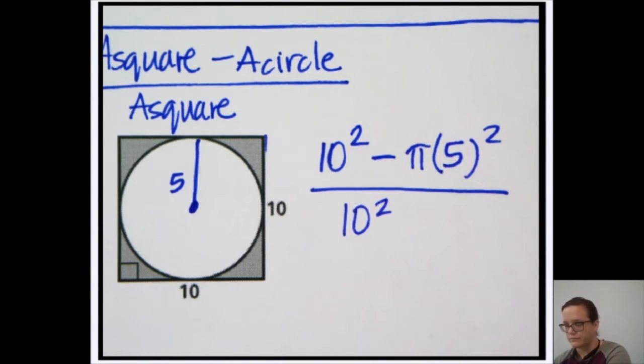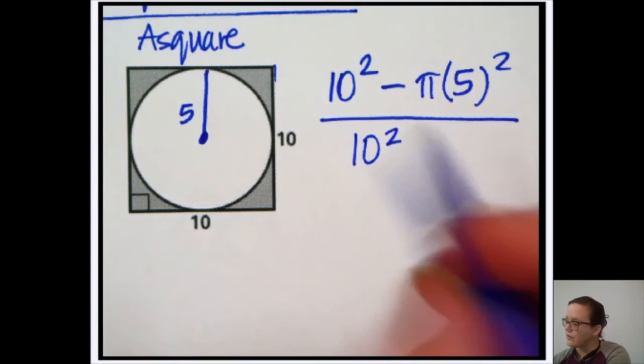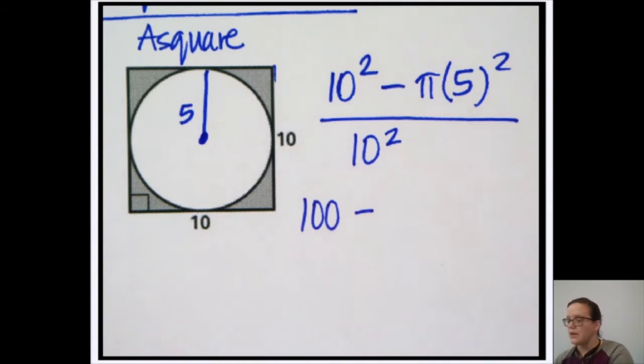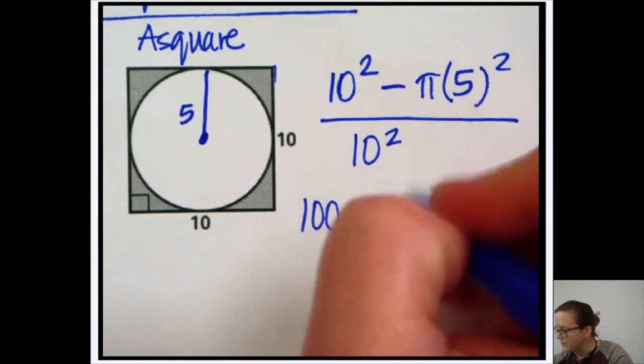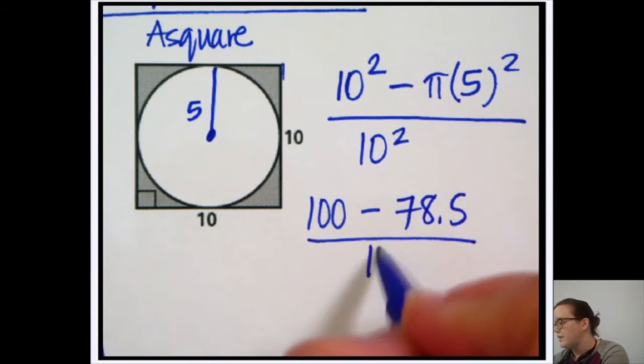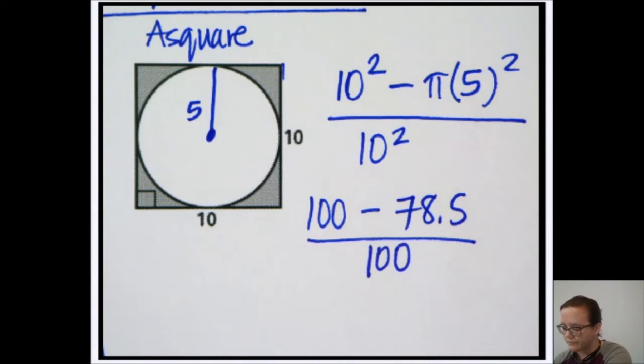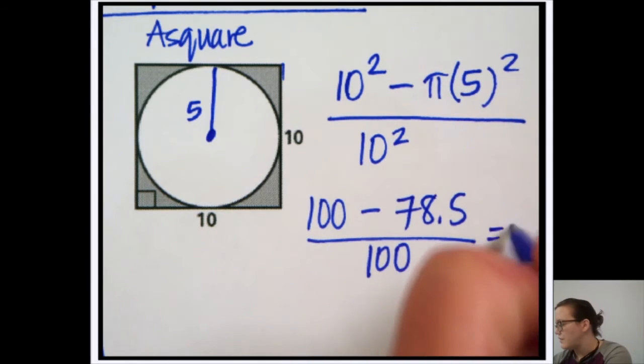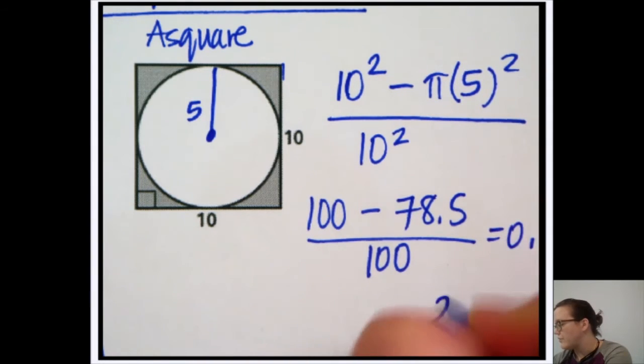So 10 squared is 100. And if we take 5 squared pi, or 25 pi, I am going to round that. I'm going to make 3.14 be my pi. So 100 minus 78.5 divided by 100. And so we get 0.215 or 21.5%.